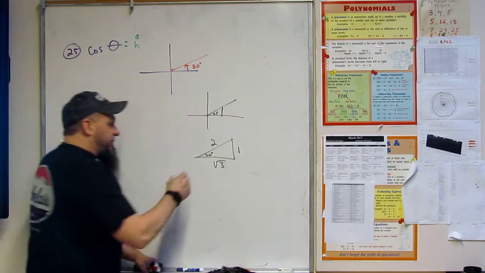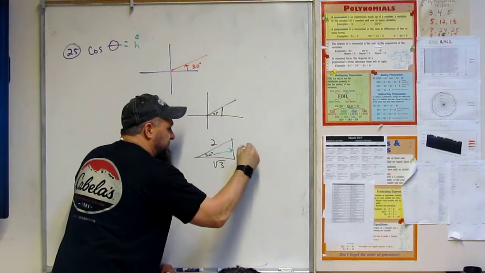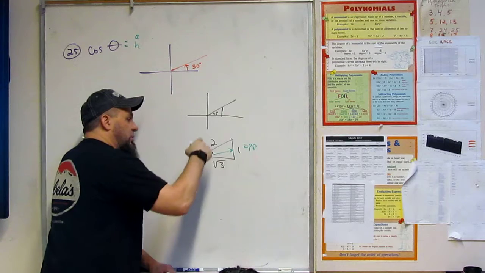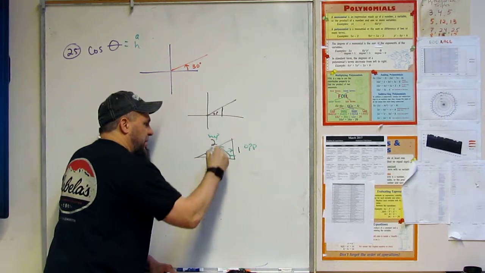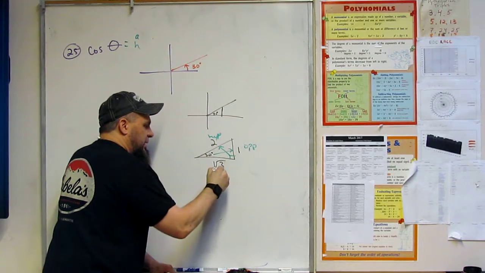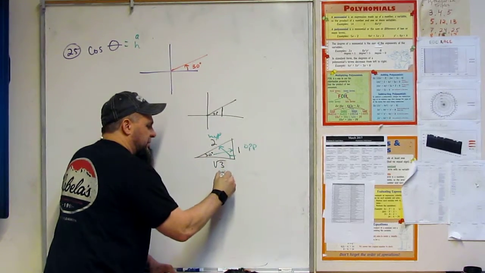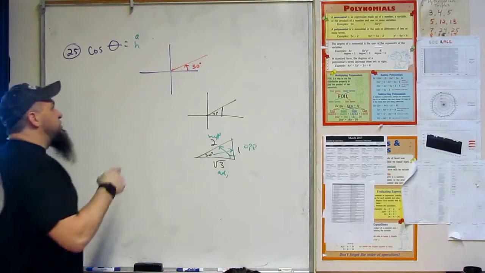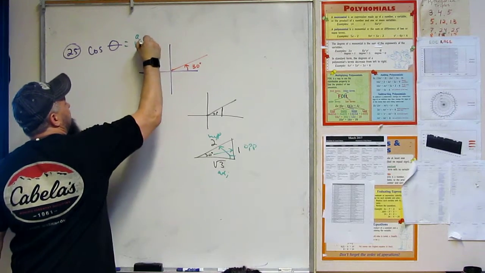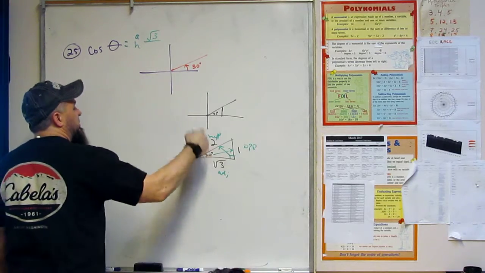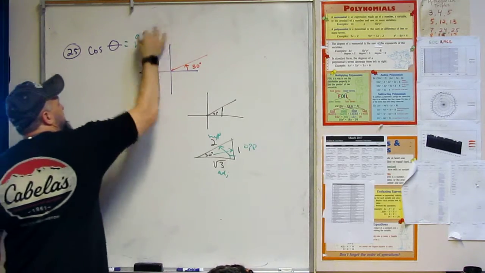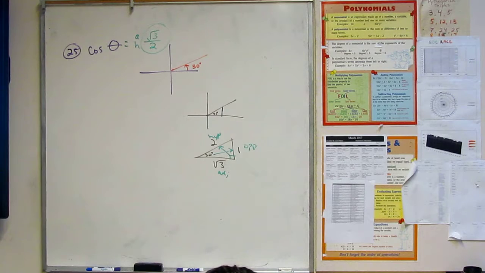So I got to think from this side, here's the opposite. So the hypotenuse is always over here. So that means that this is the adjacent, right? So adjacent over hypotenuse would be the square root of 3 over 2. And that's your exact, right?